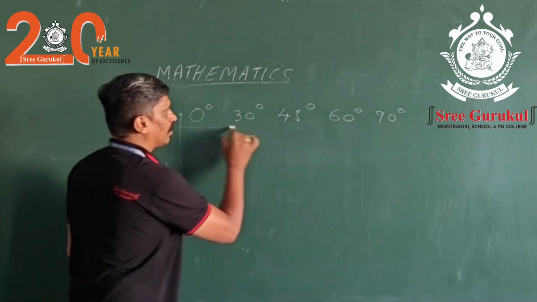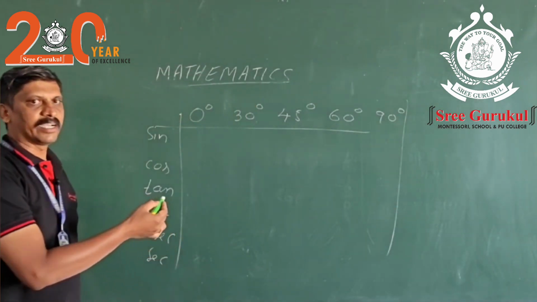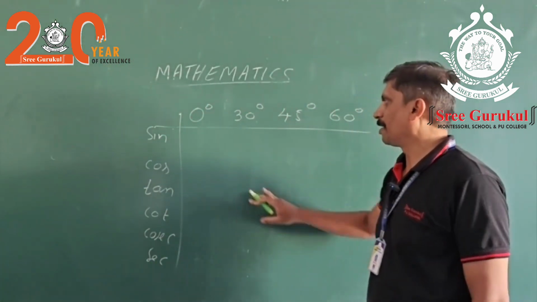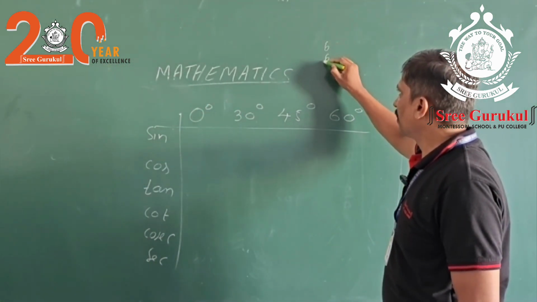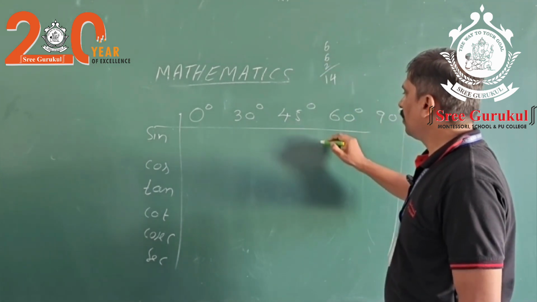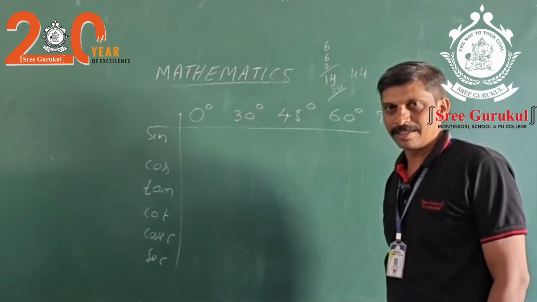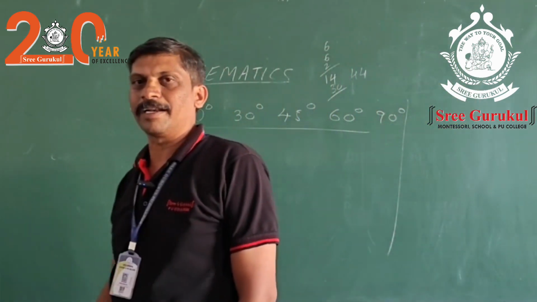Sir, how to remember all those formulas? Totally there are 30 formulas. How to remember these 30 formulas? Don't write all these 30 formulas. Here first 6 plus 6 plus 2, there are 14 formulas. Next here in the standard angles, there are 44 formulas. Next after this 44, the trigonometric identities.